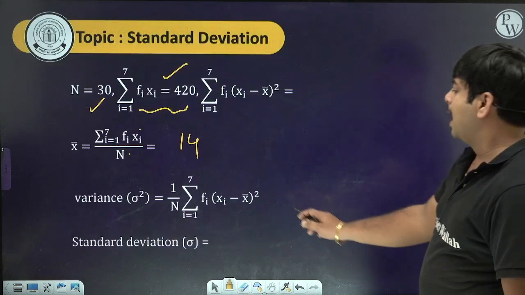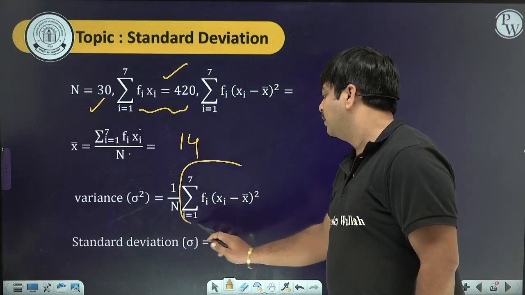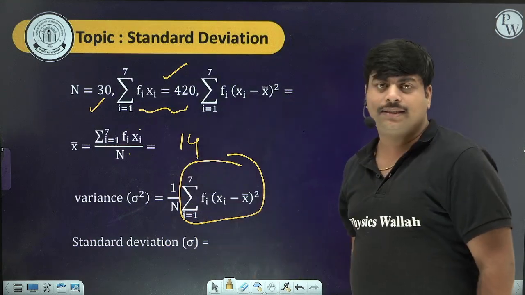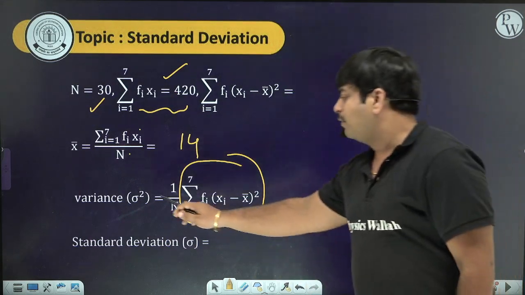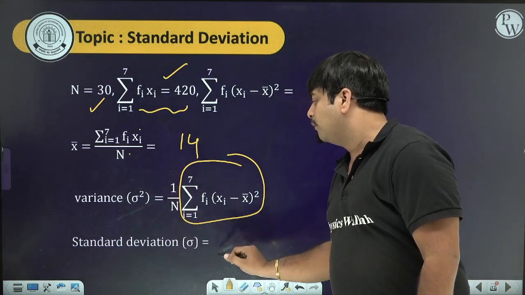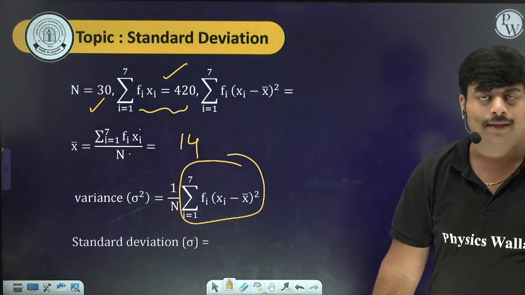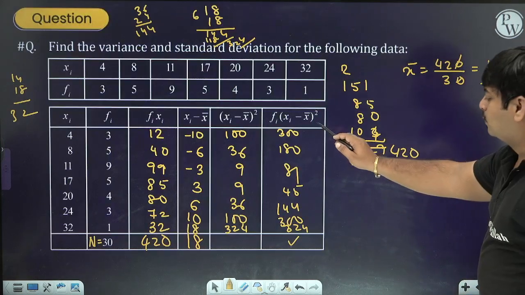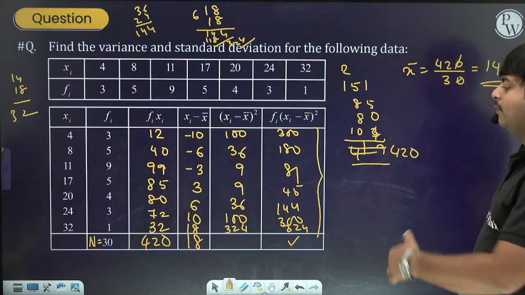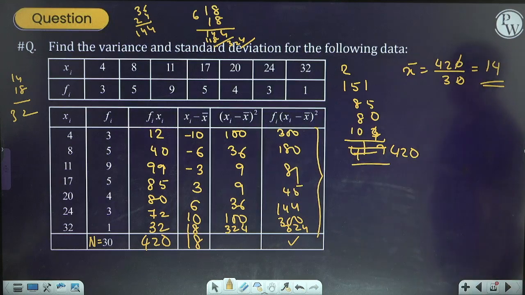So you'll have this when you add. Then divide that by n to get the variance. Understood? And once you get the variance, the root of this complete answer will give you the standard deviation. Clear, everyone? So sigma fi into xi minus x bar whole square, just add all this and then divide by 30, you will get your answer.